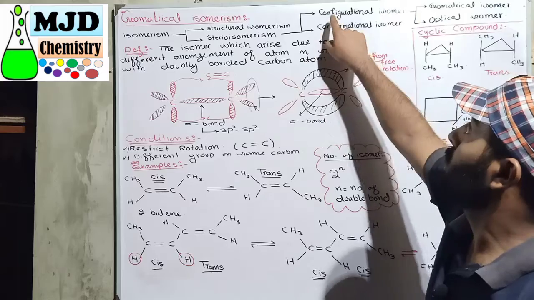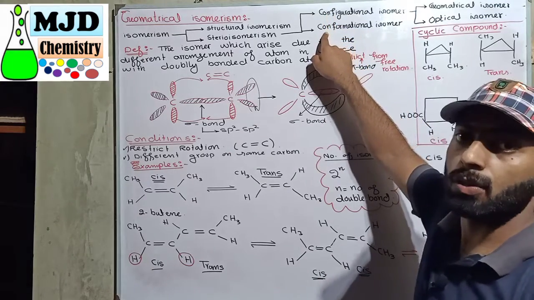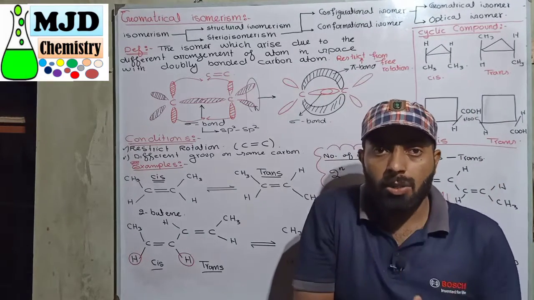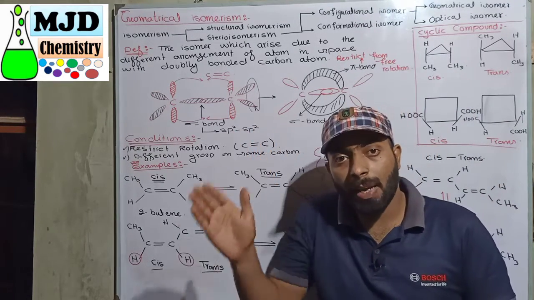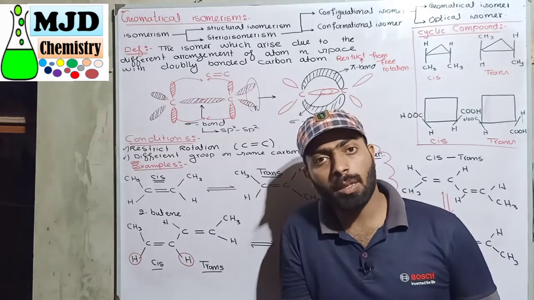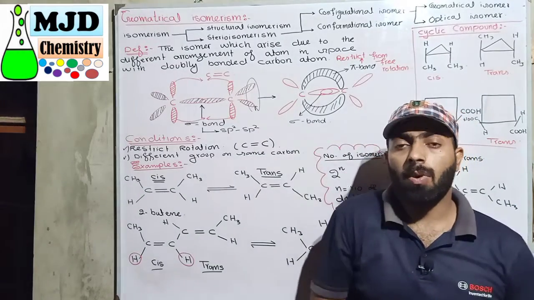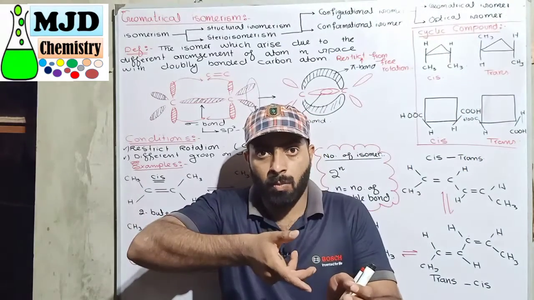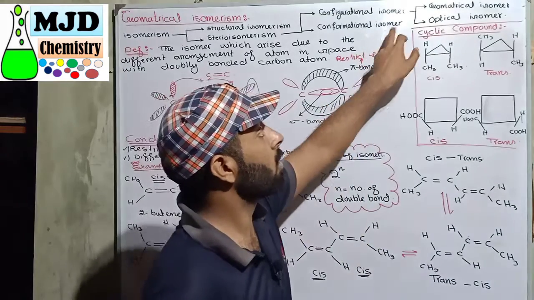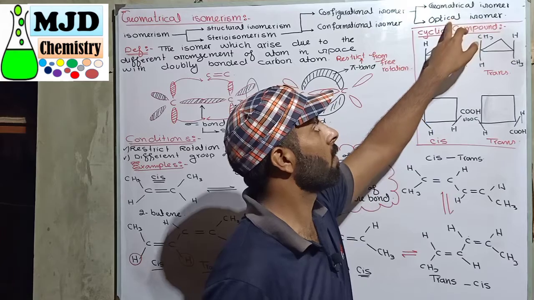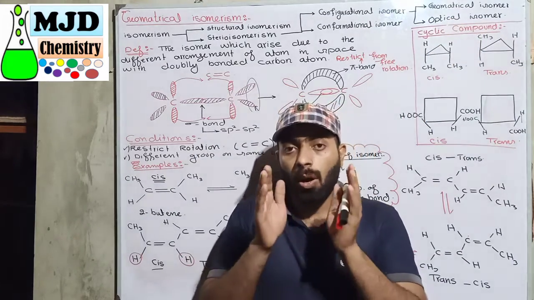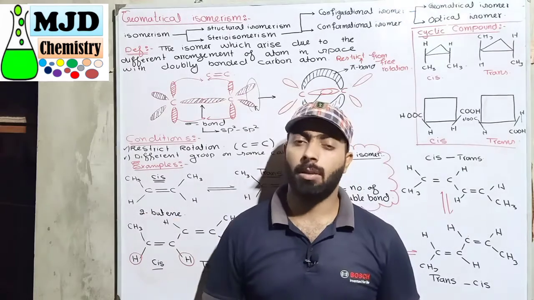What is the difference between configurational and conformational isomerism? In configurational isomerism, the isomers arise due to the breaking and formation of bonds. While in conformational isomerism, isomers are formed due to rotation of sigma bond. And configurational isomerism is further divided into geometrical isomerism and optical isomerism. Today in this lecture, we will only talk about geometrical isomerism.